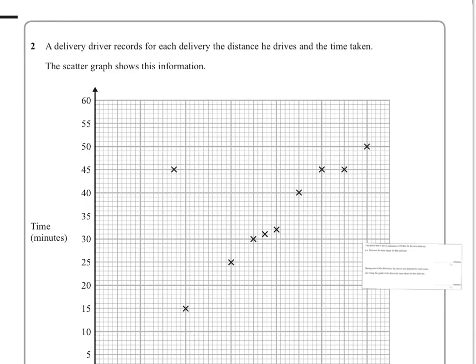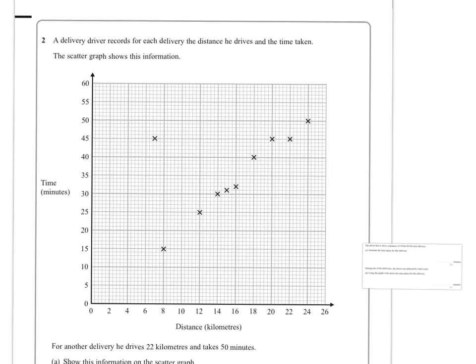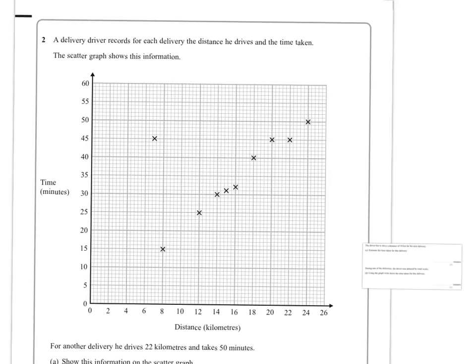So question 2, a delivery driver records for each delivery the distance he drives and the time taken. The scatter graph shows this information. So what have we got to look at here? Well, it says that for another delivery he drives 22 kilometres and takes 50 minutes. Show this information on the scatter graph. So we want to look at 22 kilometres and 50 minutes and make sure we get that accurately shown, like so.